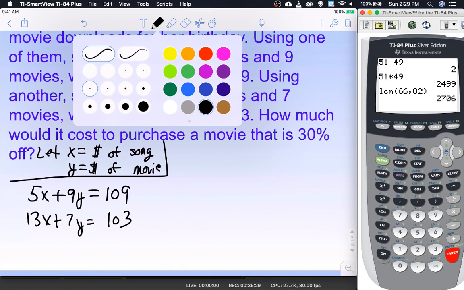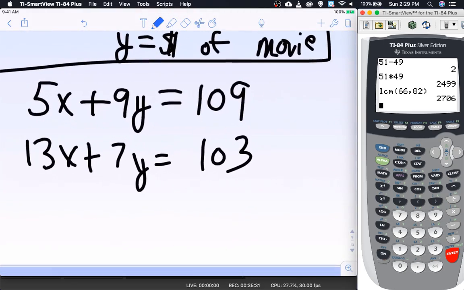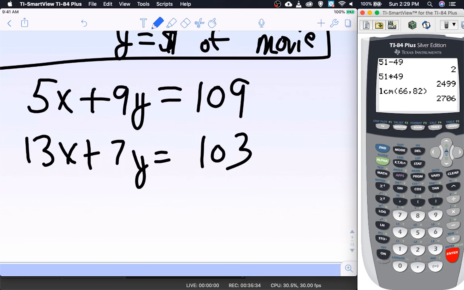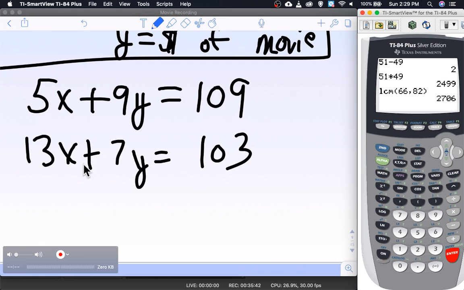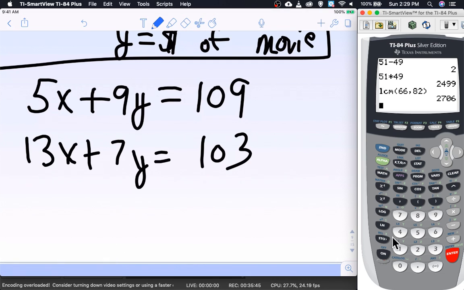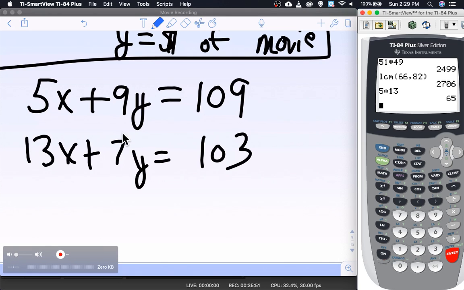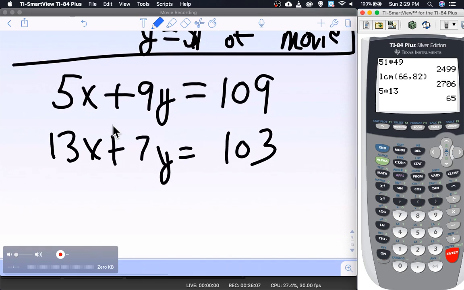So for me to solve this system of equations, I can use any method. I could use substitution, elimination, graphing, calculator, whatever. I'm going to show this one using elimination. That's my preferred method. Looking at my variables, the least common multiple of 5 and 13 is whatever you get if you take 5 times 13. Those two numbers are relatively prime, so the least common multiple is what you get when you multiply them together. And actually, the same thing is going to be true here. The least common multiple of 7 and 9 is going to be 63. So it really doesn't matter too much which one you eliminate. It's going to be about the same amount of work.